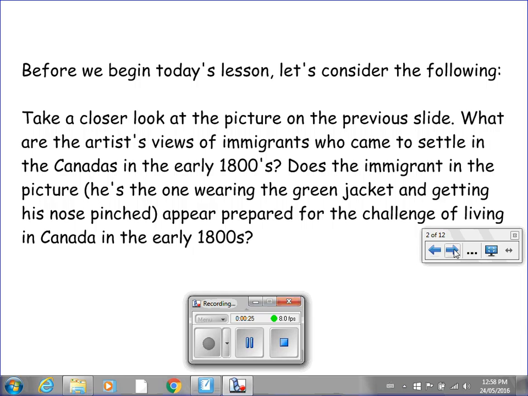Before we begin today's lesson, let's consider the following. Take a closer look at the picture on the previous slide. And once I'm finished reading this slide, I'll switch back to the previous slide. But here's what I want you to keep in mind. What are the artist's views of immigrants who came to settle in the Canadas in the early 1800s? Does the immigrant in the picture, he's the one wearing the green jacket and getting his nose pinched, appear prepared for the challenge of living in Canada in the early 1800s?